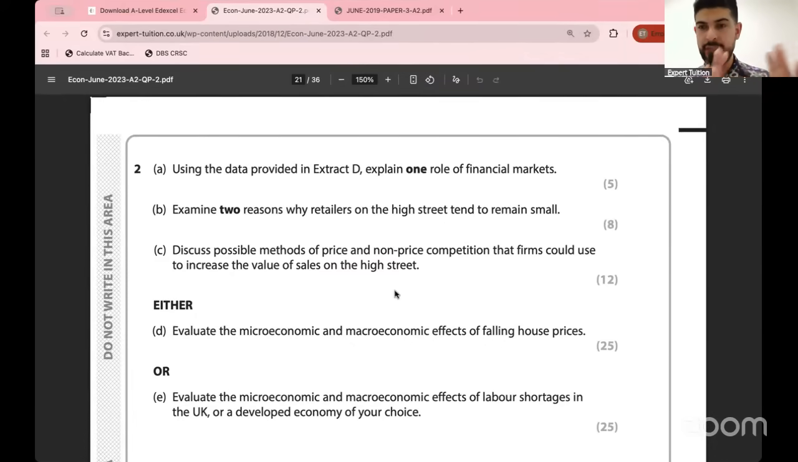Number one, forget the extract. The extract does talk about this, but I just want to show you guys that you can actually work out the answer pretty much without reading the data. You have to obviously read the data, you have to apply it to the data.